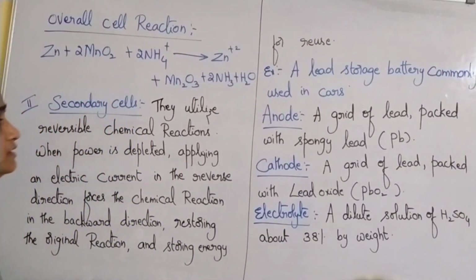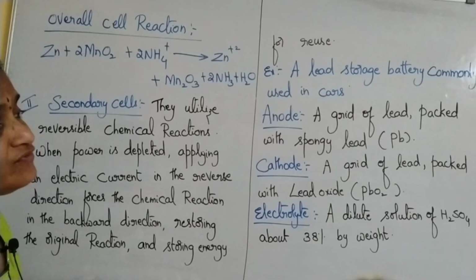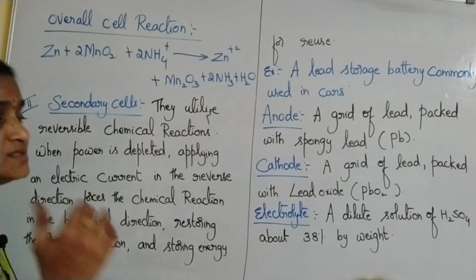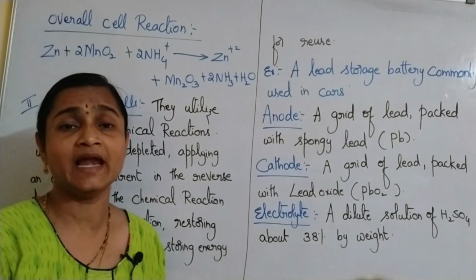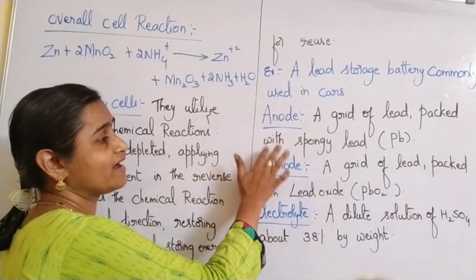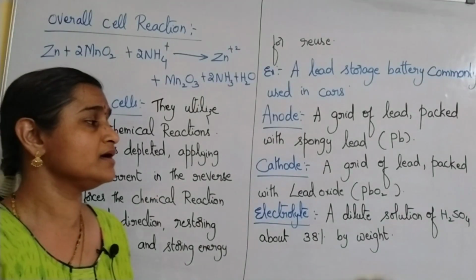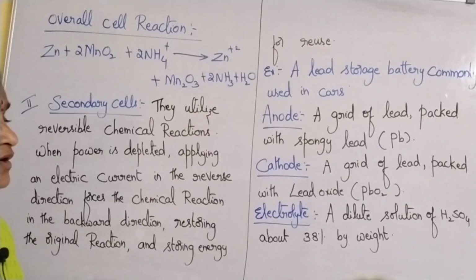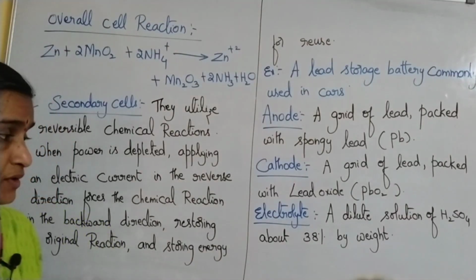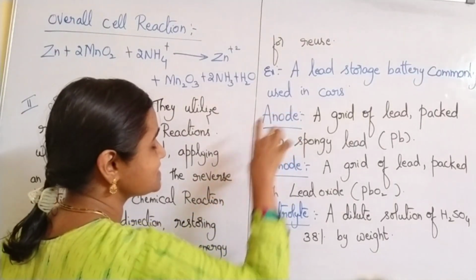This kind of cells, you call them as what? Secondary cells. Example is lead storage battery, which is commonly used in cars. In that lead storage battery, anode is a grid of lead packed with spongy lead. You will take spongy lead as anode, and cathode is also a grid of lead packed with lead oxide, PbO2. So these two act as cathode and anode.